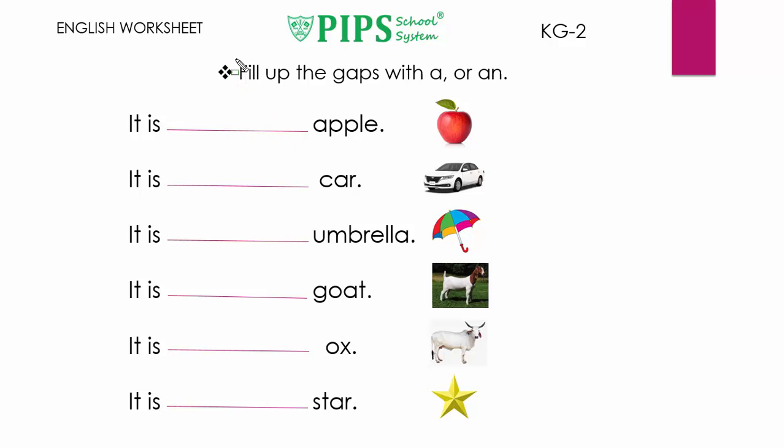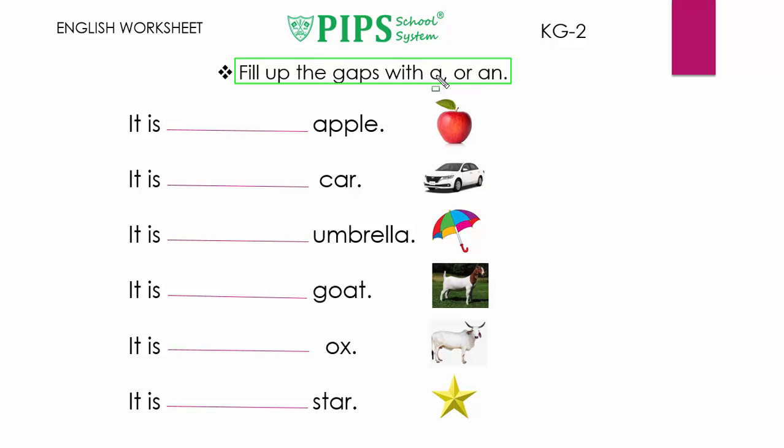Today our topic is fill up the gaps with a or an. KG2 students, as you know very well, the vowel letters are 5: A, E, I, O, U. Article an is used with vowel letters while a is used with consonant letters. Now we will write article an with vowel letters and we will write a with consonant letters.